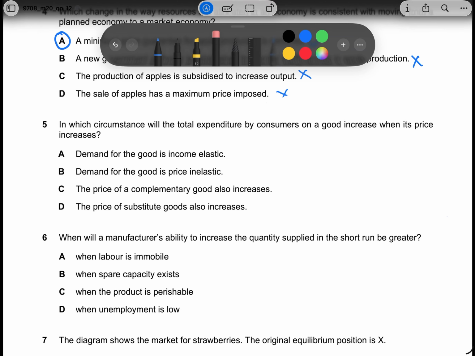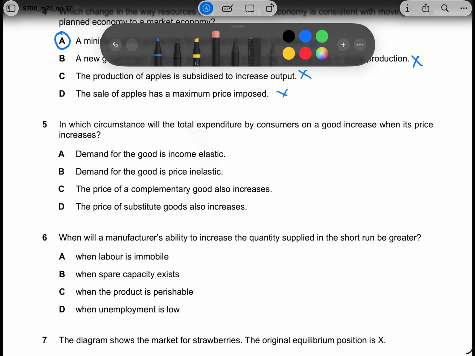Right, let's carefully look at question 5. In which circumstance will the total expenditure by consumers on a good increase when its price increases? The demand for the good is income elastic. The demand for the good is price inelastic. The price of a complementary good also increases. The price of substitute goods also increases.